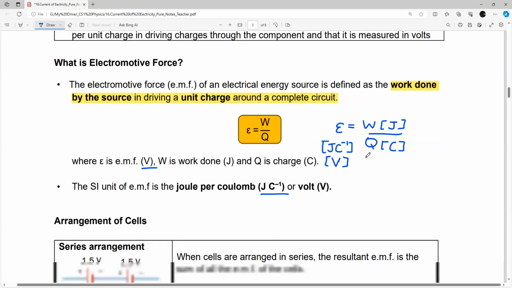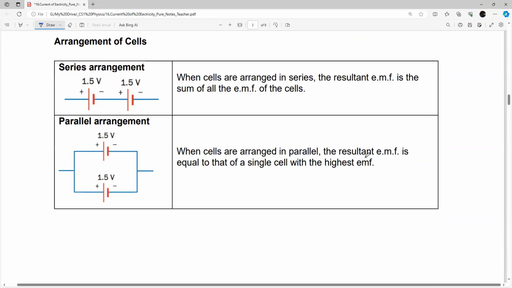Next, there's two types of arrangement of cells. One is in series arrangement, which means the batteries are placed side by side to each other. Here. Second arrangement is that they are placed opposite to each other, which is called the parallel arrangement.